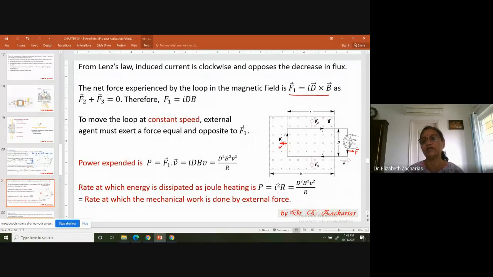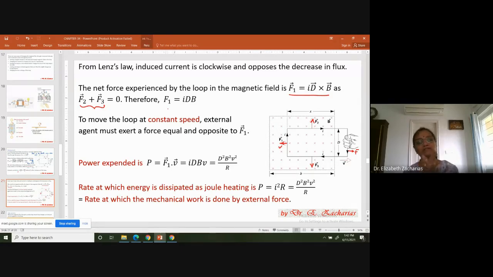Okay, now let us look at F2 and F3. You can see that the length exposed to the magnetic field is X in both the cases, but the currents are in opposite direction. Therefore, the forces also will be in opposite direction, and these two forces will cancel out each other. Therefore, you will get F2 plus F3 equal to 0.